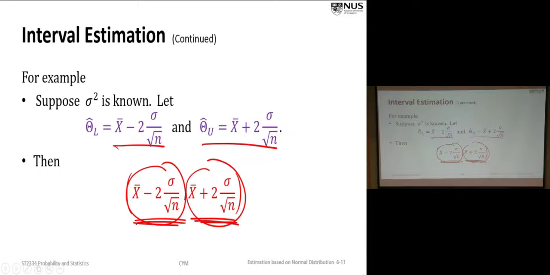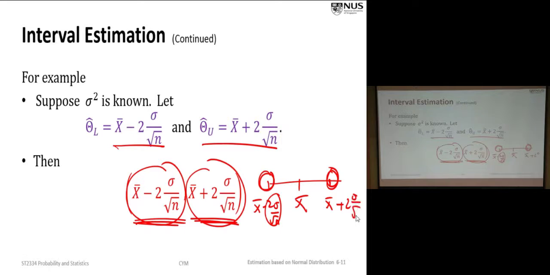Why is it less? Is it obvious? If this is your X bar, then X bar minus the term will be here, because the term is positive. Minus a positive number must be smaller, and adding a positive number must be bigger. So this quantity must be bigger than this quantity. Okay. So this is an interval estimate for mu.